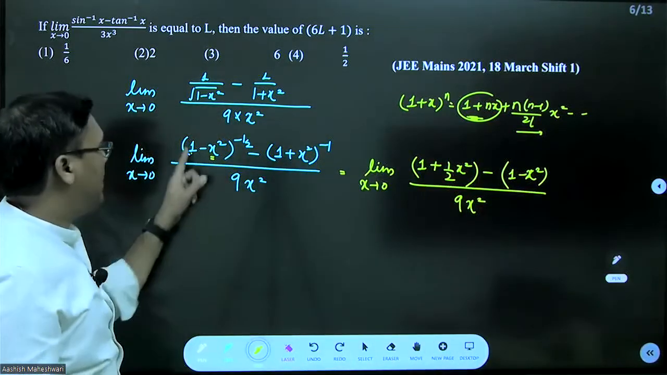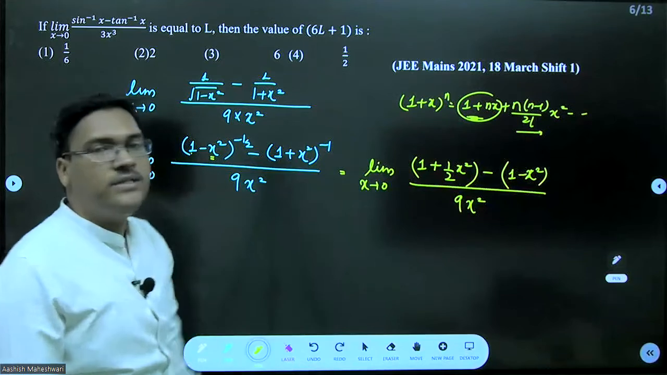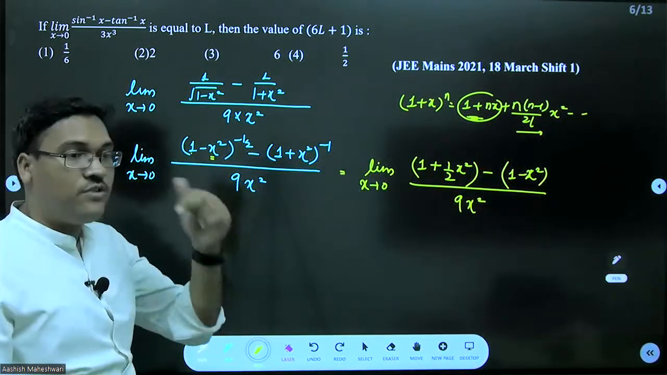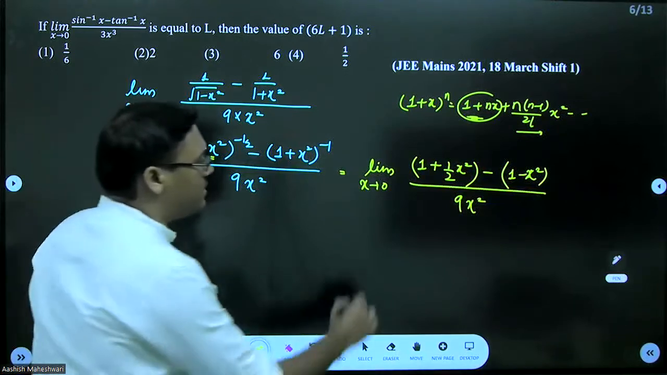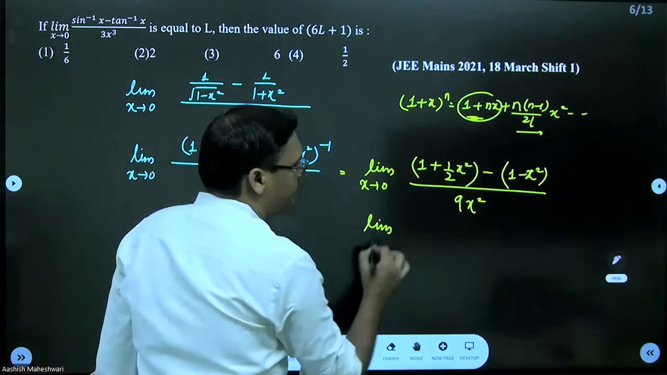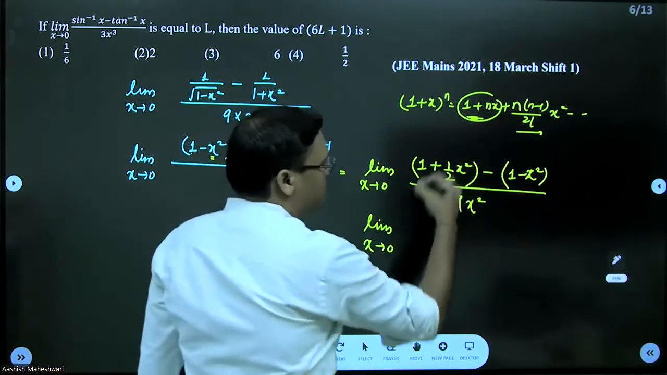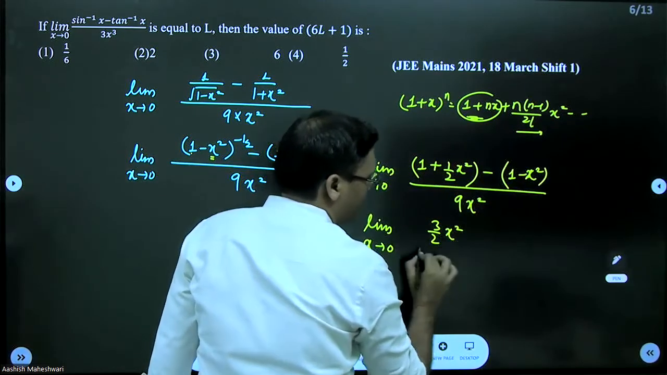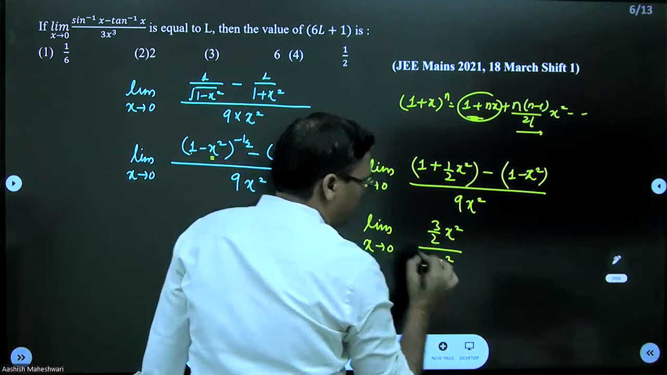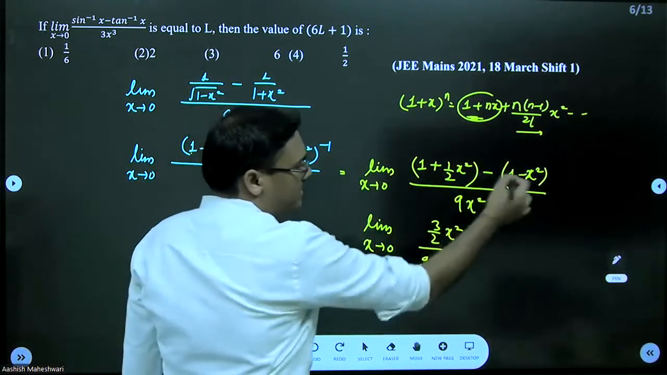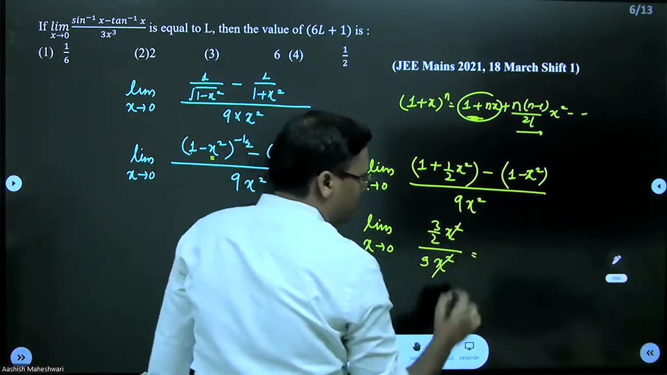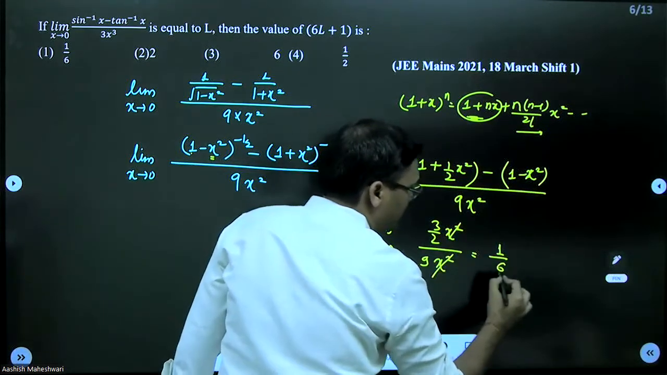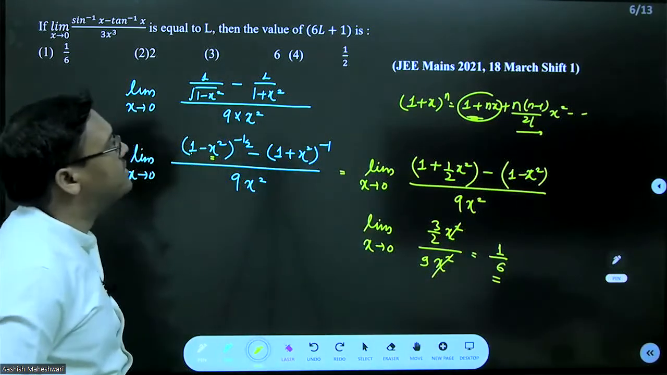What I have done is we have applied (1 plus x) raised to n is 1 plus nx for small values of x, and as x approaches 0, x square will be a small value. And now you see this is limit x approaches 0, this will cancel and this will be 3/2 x square upon 9x square. The x square cancels, this will become 3/2, upon 9, so this is 1/6. I hope this is clear.